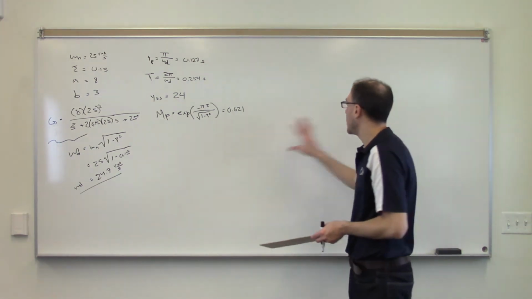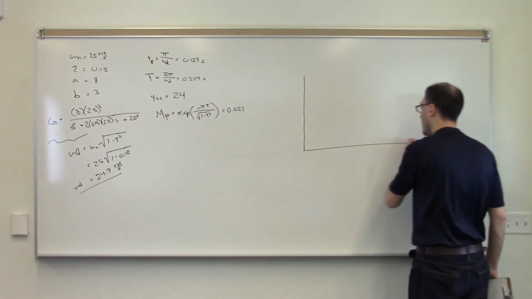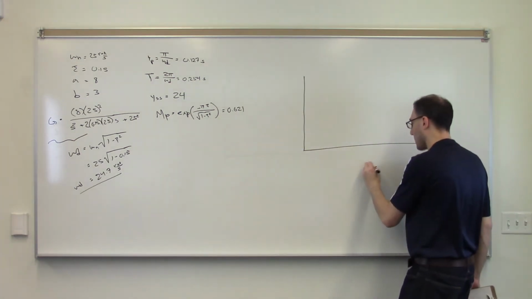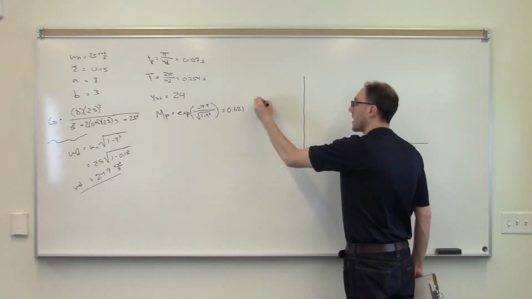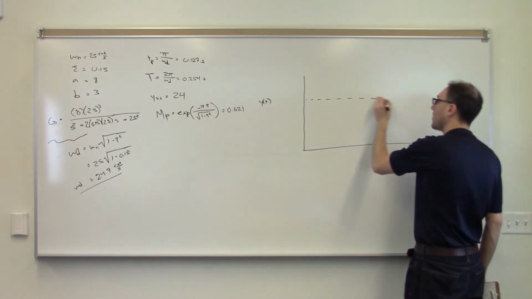All right, so let's start to get some plot points down as we go. This will be our time, and this will be, I'll just call it again, y of t here for our response. So steady state value is at 24.